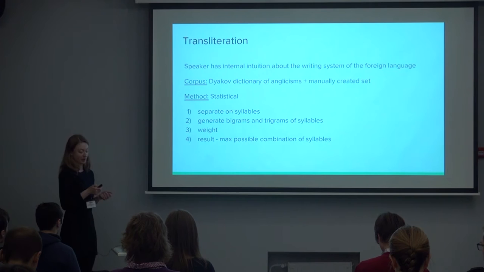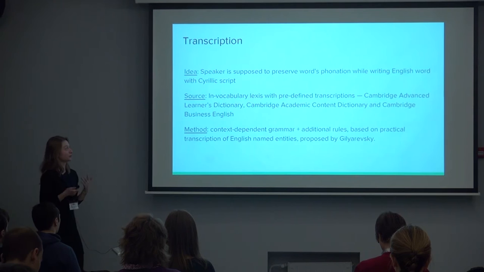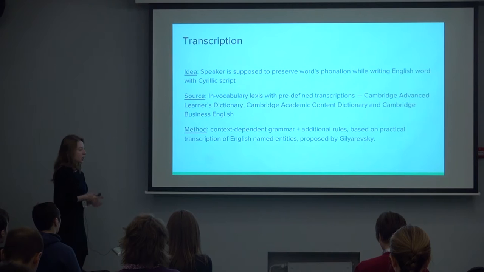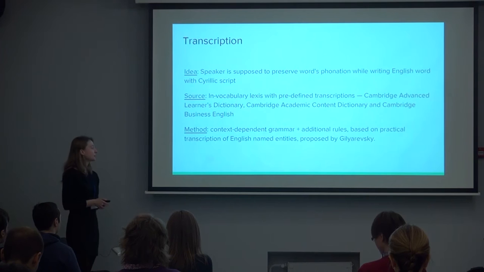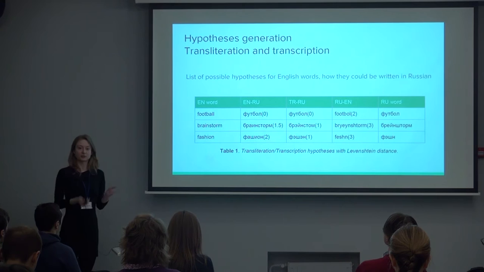In the case of transcription, we assumed that the speaker preserves the word's phonation while writing the English word in Cyrillic script. We used only in-vocabulary lexis with predefined transcriptions from Cambridge dictionaries. Based on it, we made a context-dependent grammar plus additional rules based on the practical transcription of English named entities proposed by Gilyarevsky. We got a list of possible hypotheses of how English words could be written in Russian: transliteration variants and transcriptions.